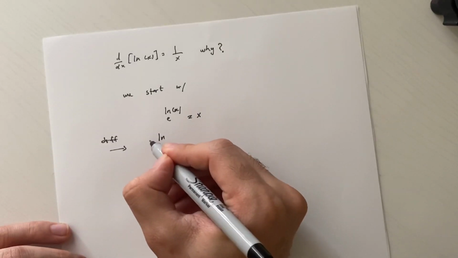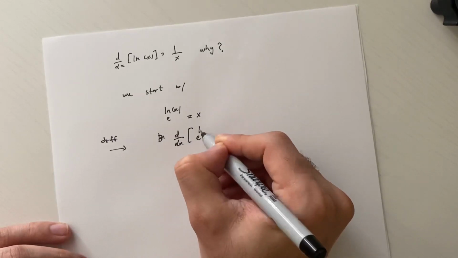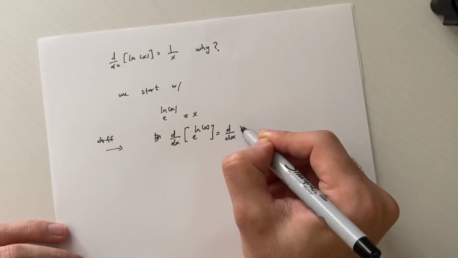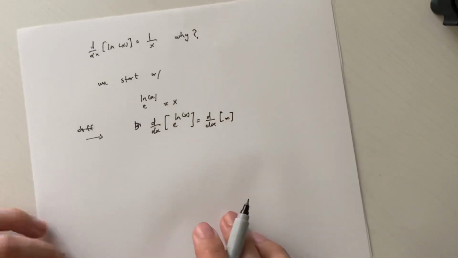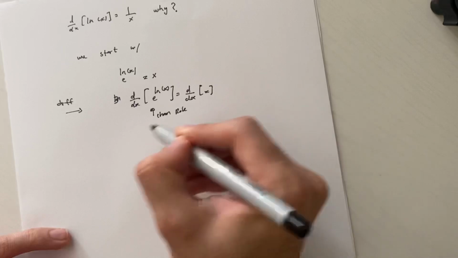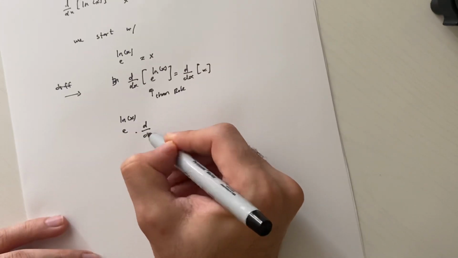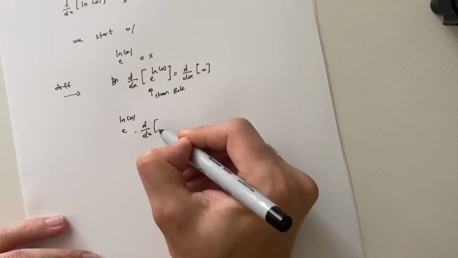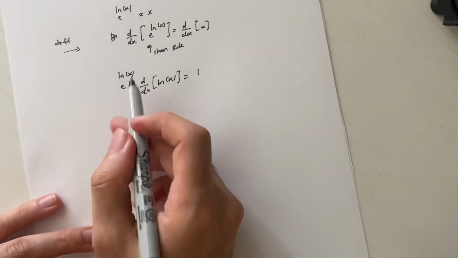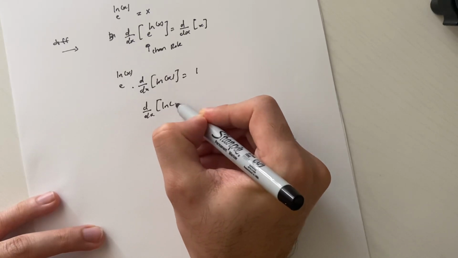So that's going to be d/dx of e to the natural log of x equal to d/dx of x. Now we just take the derivative of both sides. On the left side we'll have to apply the chain rule with the outside function e and the inside e to the natural log of x. So we multiply by the inside function's derivative, d/dx of natural log of x, and the derivative of x is just 1.